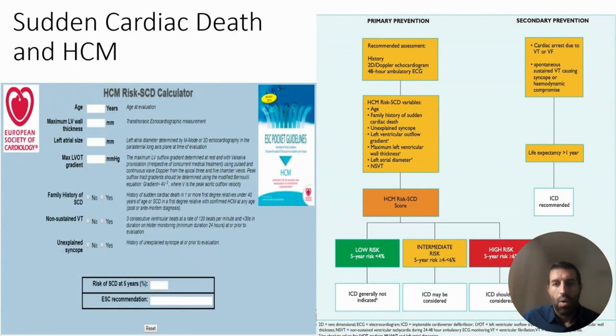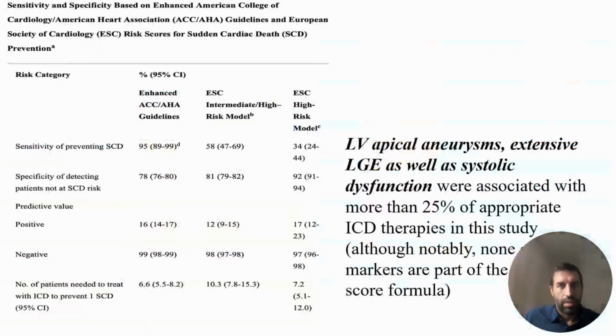All the cardiologists were very familiar with this hypertrophic cardiomyopathy risk for sudden cardiac death calculator since the guidelines released in 2014. Of course, we used that for many years. However, according to this slide, the ESC model is associated with higher specificity for identifying patients unlikely to have events, potentially decreasing implants in low-risk patients.